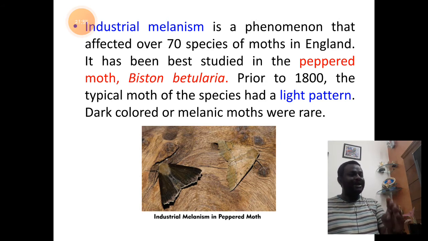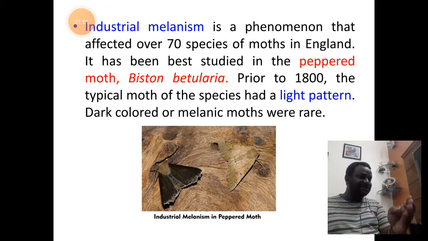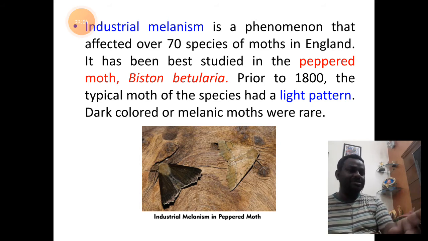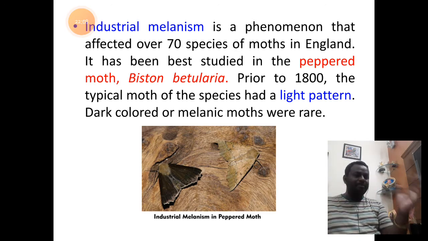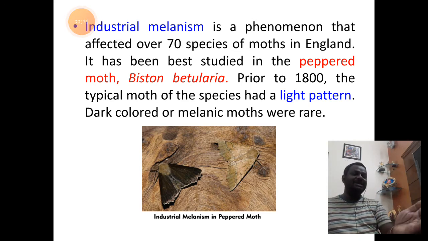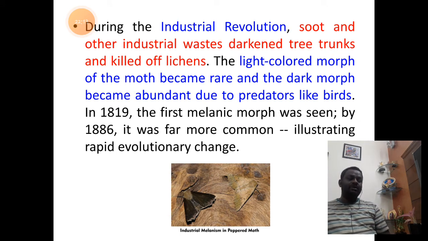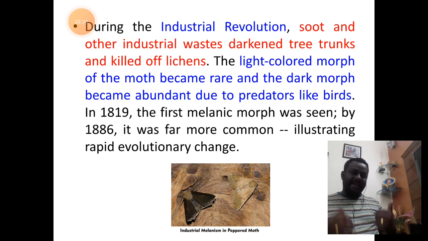So before industrialization, we find light colored peppered moths were many in number in England. Dark ones were fewer in number. This was in the 1800s. But later, during the 1880s, the industrial revolution took place in England, and the result was pollution.